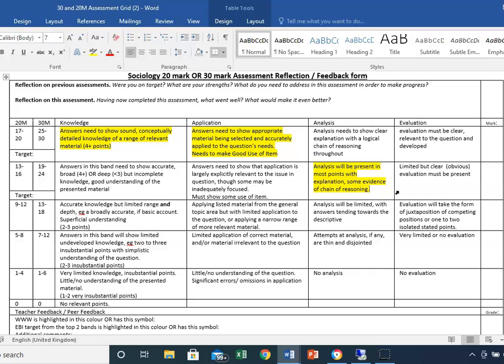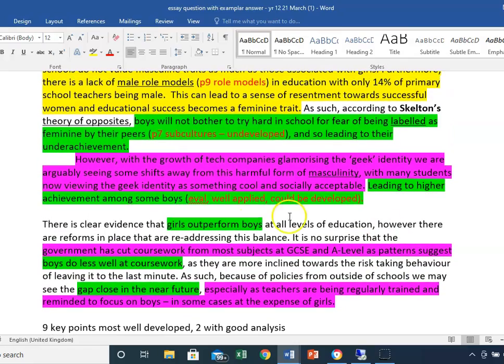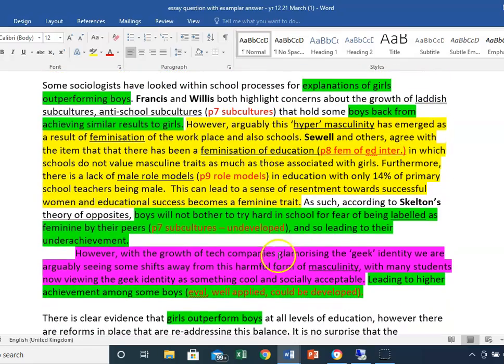And evaluation. So evaluation must be clear, relevant to the question, and developed. Limited but clear, so the obvious evaluation points being made, or evaluation will take the form of a juxtaposition of competing positions or 1 or 2 isolated stated points. It's not that. Let's have another quick look at this essay at the evaluation points. So it's quite good evaluation in the conclusion. That's very well developed. Oh, sorry, the developed of the geek identity is good.